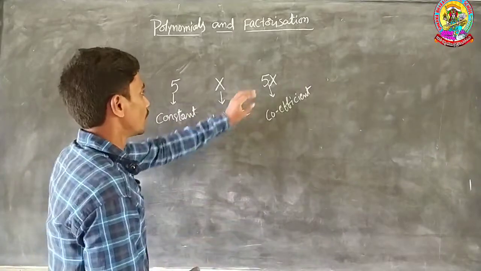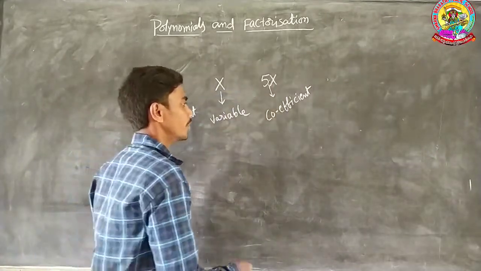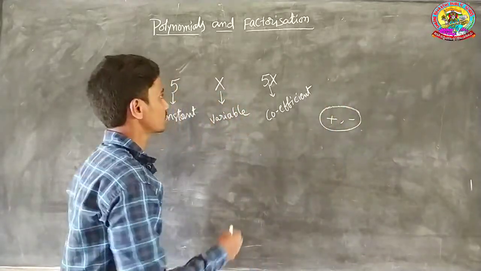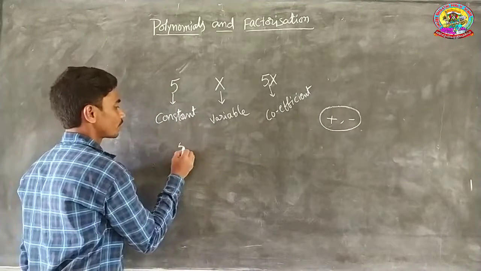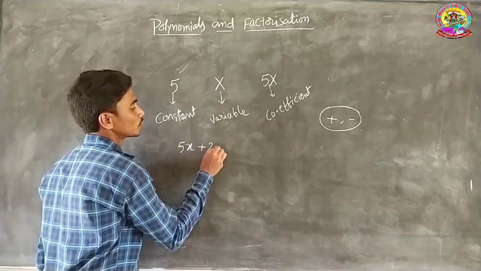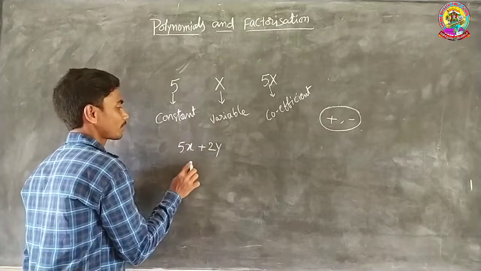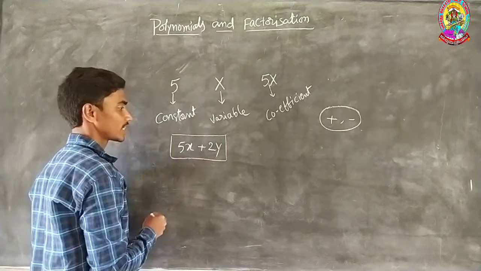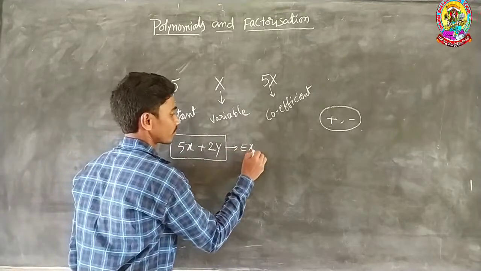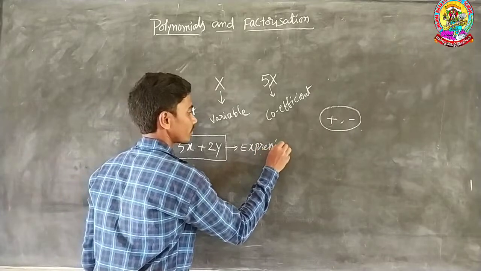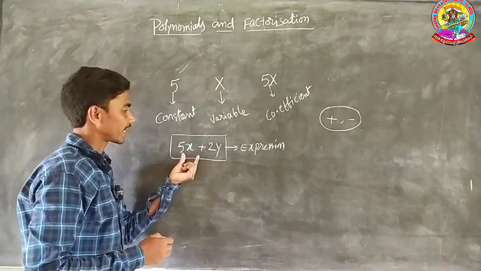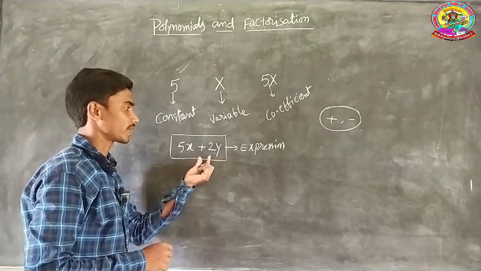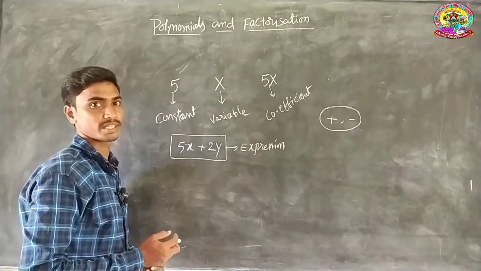Clear? Next, the combination of terms with addition or subtraction is called an expression. For example, 5x plus 2y. 5x is a term, 2y is a term. The entire combined term is called an expression. Since the expression contains algebraic terms or literal terms, it is called an algebraic expression.